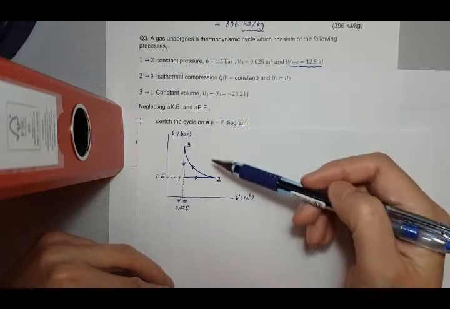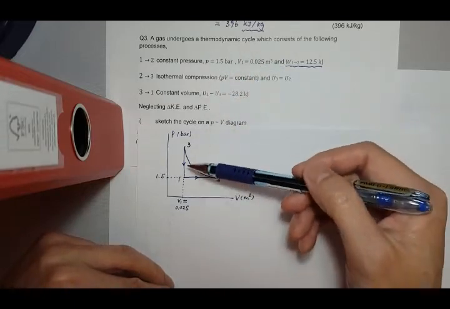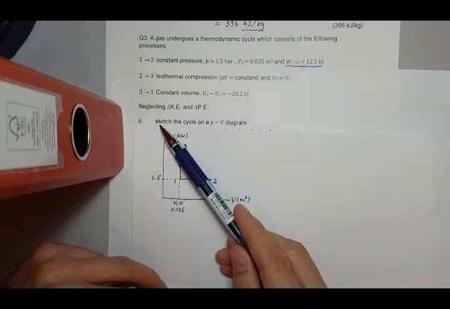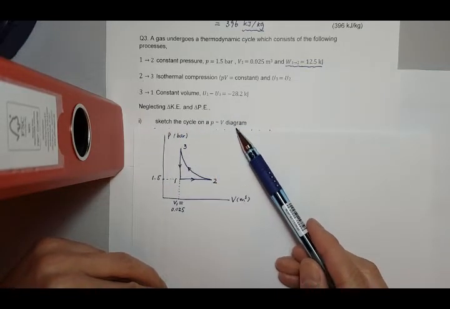Okay, so basically we already added all the information which has been given on this PV diagram. Okay, so this is the first step, sketch the cycle on a PV diagram.